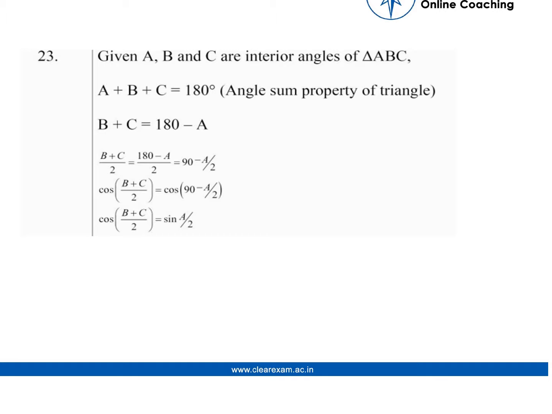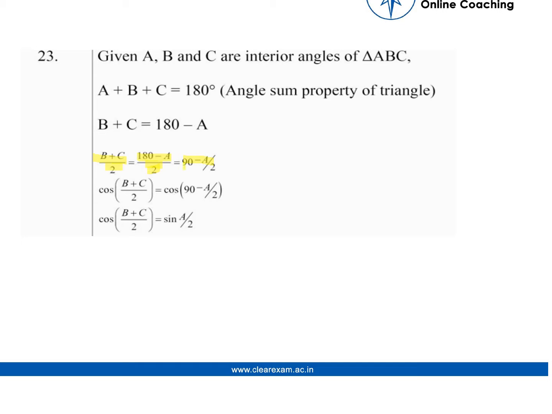Now we will take A to the other side, which will negate the value of A, which in turn gives us the expression B plus C is equal to 180 minus A. Now we will divide both the sides by 2, which will give us (B plus C) by 2 is equal to (180 minus A) by 2. We will divide each individual value on the right hand side by 2, which gives the expression 90 minus A by 2.